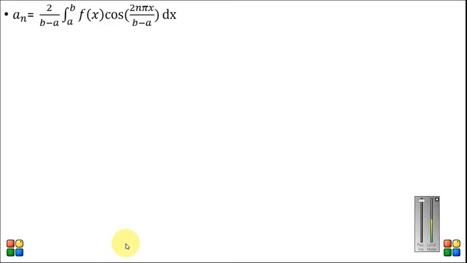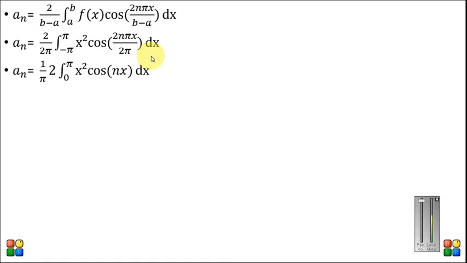Now let's solve the value of an equal to 2 upon b minus a, integration a to b f(x) cos 2 n pi x upon b minus a dx, right? So an equal to 2 upon 2 pi, integral of x square cos 2 n pi x upon 2 pi dx. Now here students will use the chain rule, because the first function is the algebraic function and the second function is the trigonometric function, that is, it is in the form of x to the power n cos x. I have shown you the three forms, right? This form fits here, that's why we are going to use the chain rule here.